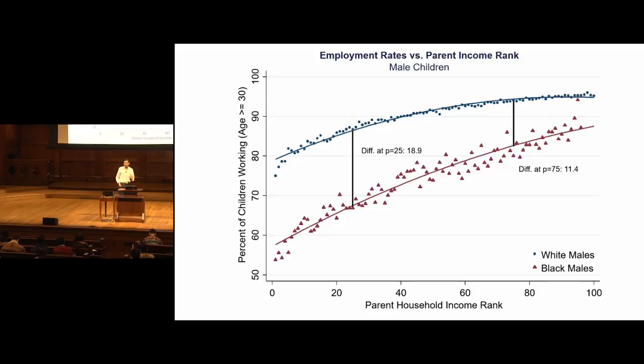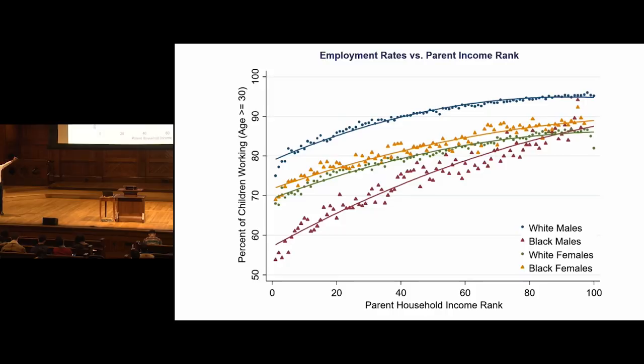Now, you can see that even more starkly if you look at other outcomes beyond income. So here are employment rates. So just, are you working or not, okay? And so you see, I think, a strikingly large gap between black men and white men's employment rates, where you see black men growing up in the lowest income families, only 55% of them are employed in a given year. And there's something like a 20 percentage point gap in employment rates between black and white men growing up in families at the 25th percentile, okay? So an enormous gap in just the probability of working.